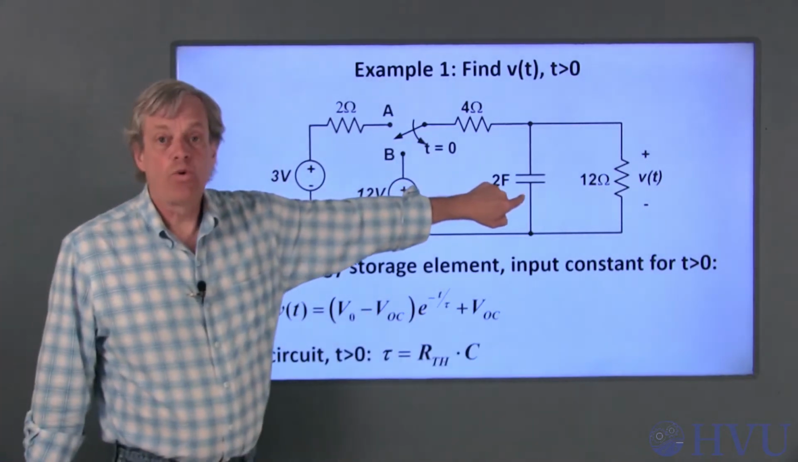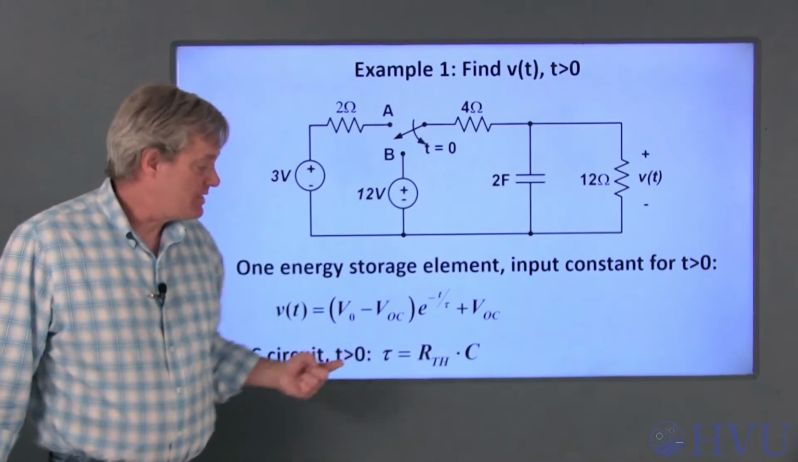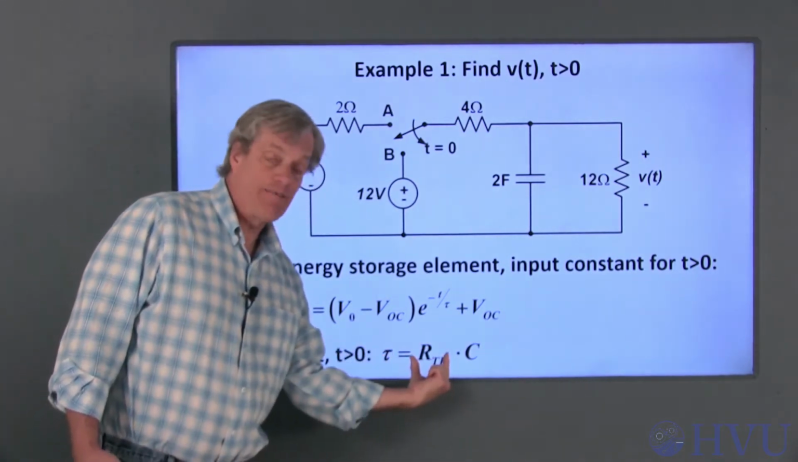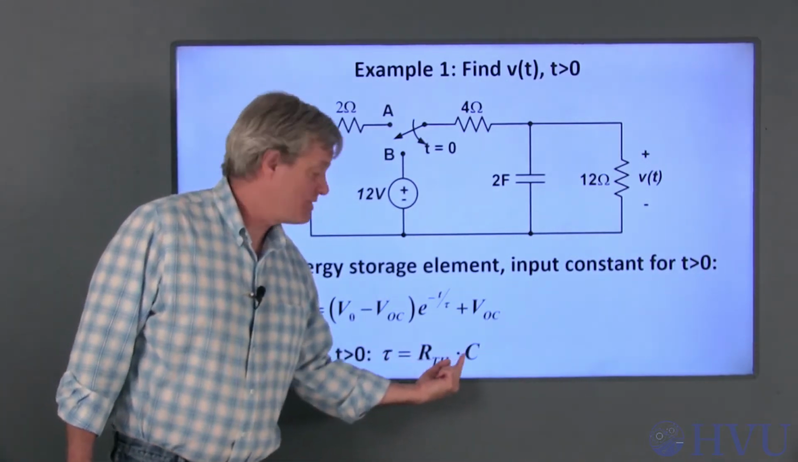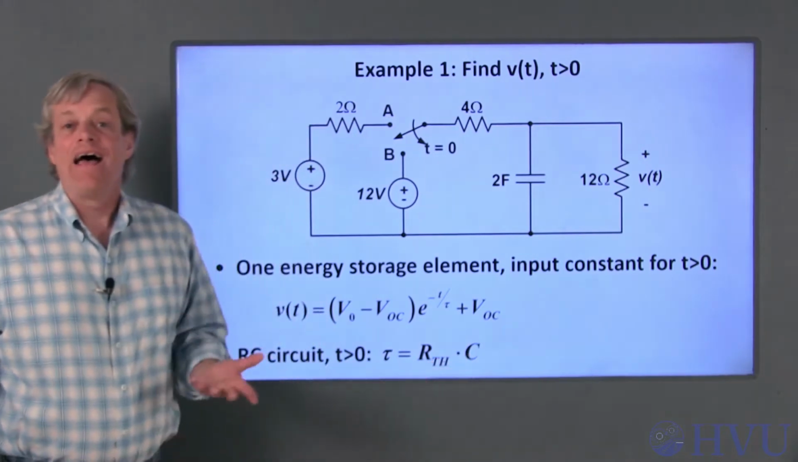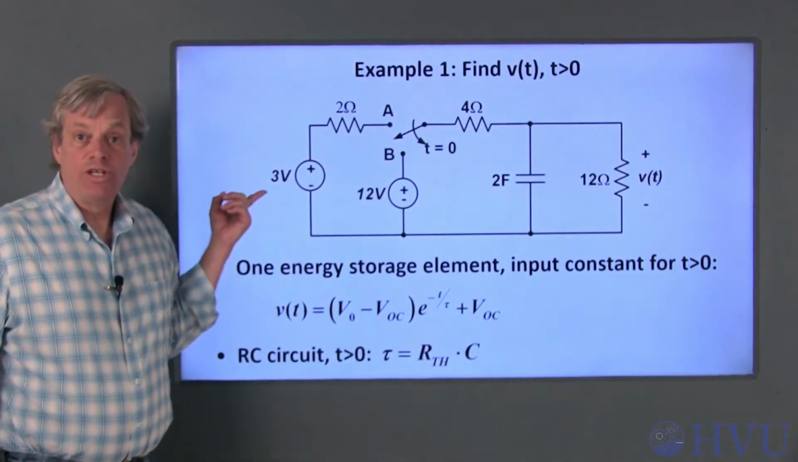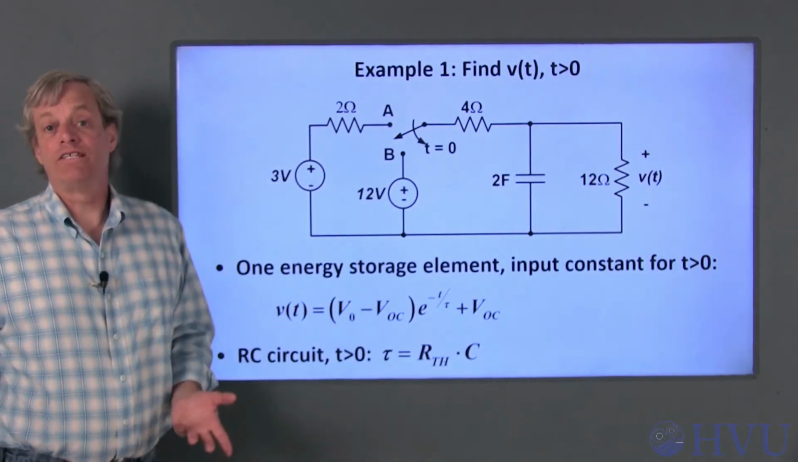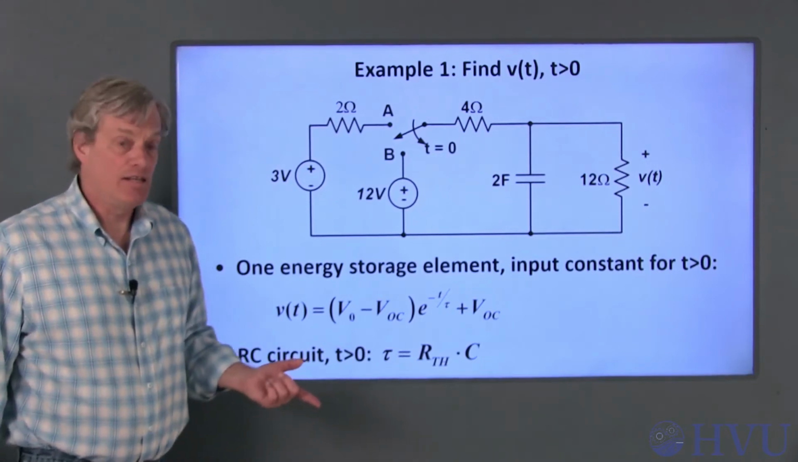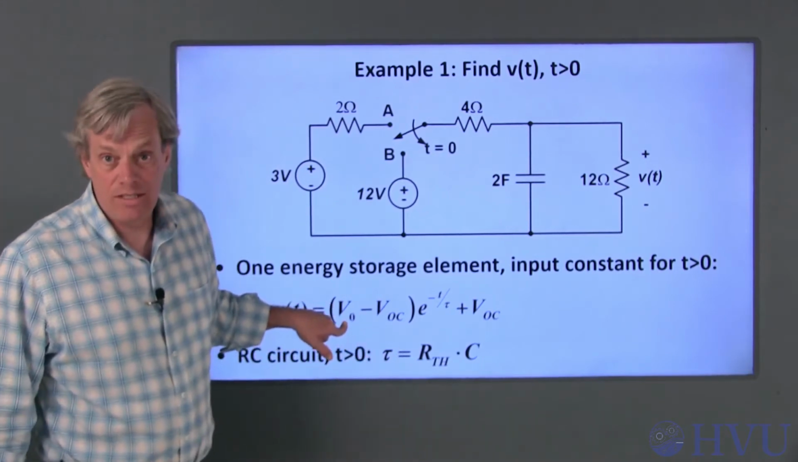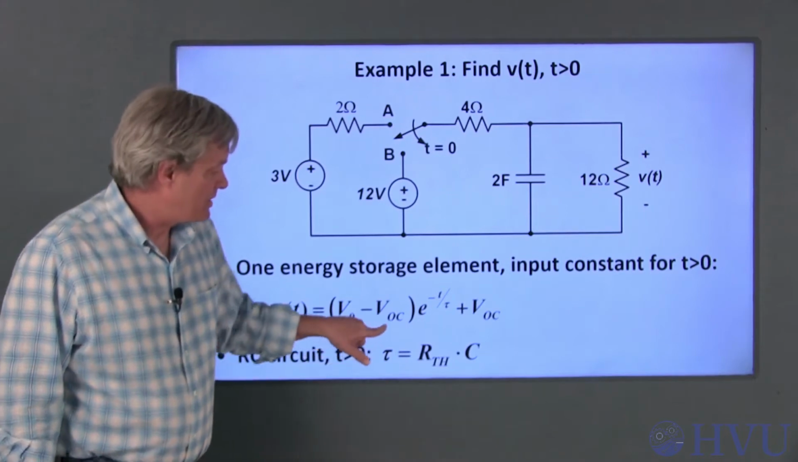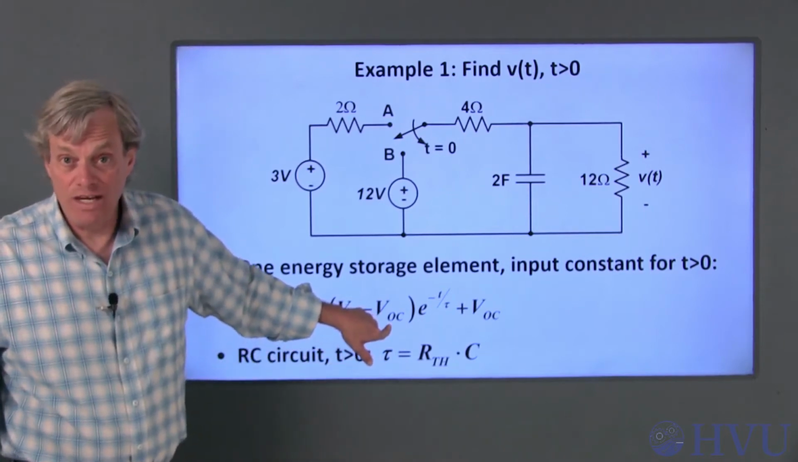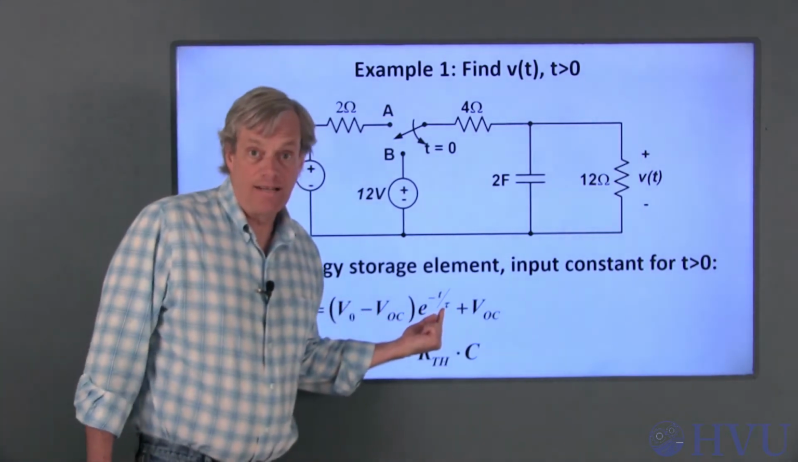Since the energy storage element is a capacitor, the time constant of the circuit is the Thevenin resistance seen by the capacitor times the capacitance. At this point, we've converted our original difficult problem to three very simple problems. We just need to find the initial voltage across the capacitor, V0, the final voltage across the capacitor as time goes to infinity, and the circuit time constant.